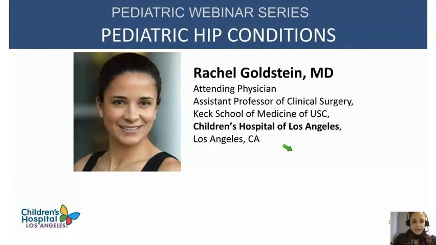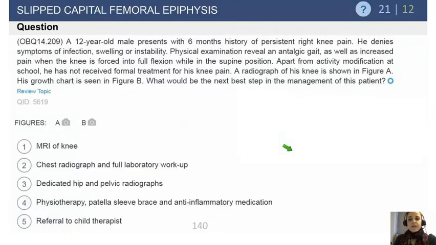All right, we are going to move on and talk about skiffies to start. So in this first question, the most important things that I really want you to pay attention to are the age of this patient. This is a 12-year-old male with right knee pain. And you're provided essentially with some images and a growth chart. So what they want to know is what you would do next.